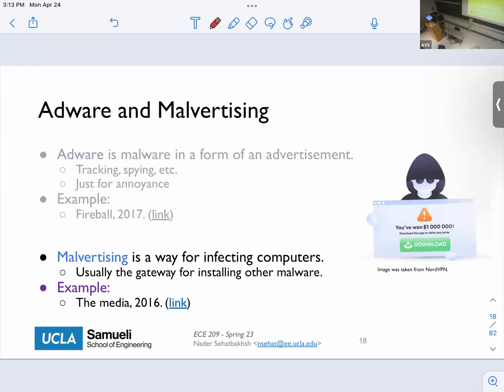Malvertising is a way for infecting your computers. Sorry, my example of a user was actually malvertising, not adware. Adware is just an ad that is actually malware. But malvertising is like tricking you to download some file or do something. So the ad itself is just an ad, but the ad is linked to some file that is actually malware. So that's the difference between the two.